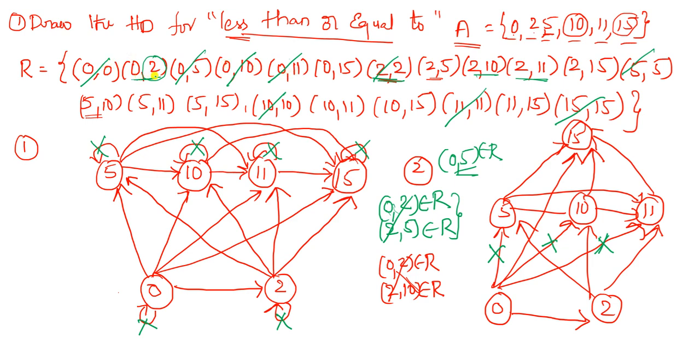And next 0 comma 2 is existing, and 2 comma 15 is existing. So 0 comma 2 belongs to R, 2 comma 15 belongs to R. You see, 0 comma 2 belongs to R, right. 2 comma 15 which belongs to R, just remove 0 comma 15, right. So 0 comma 15 also we should remove, okay.